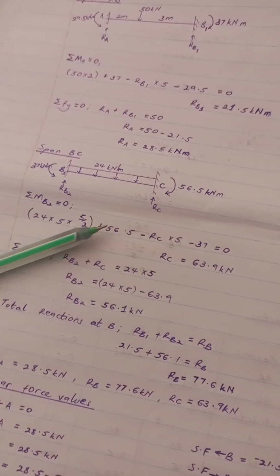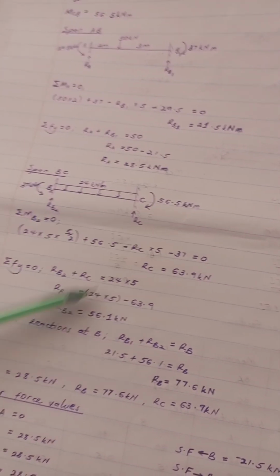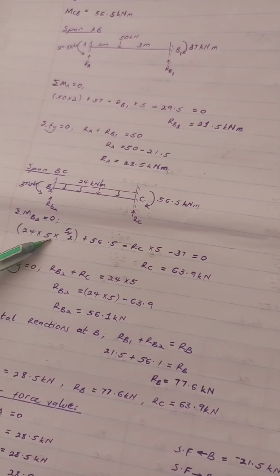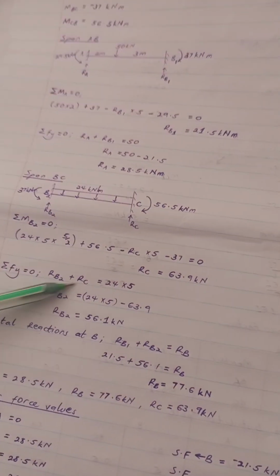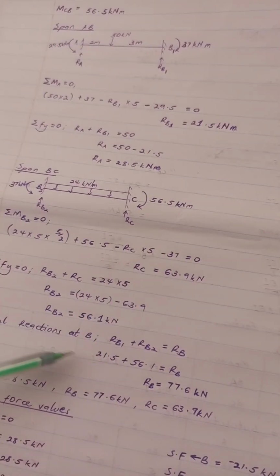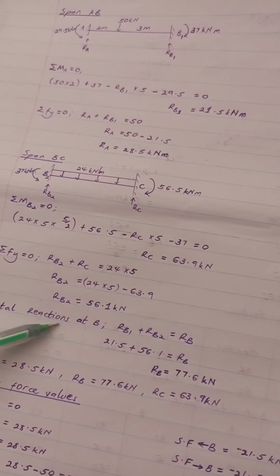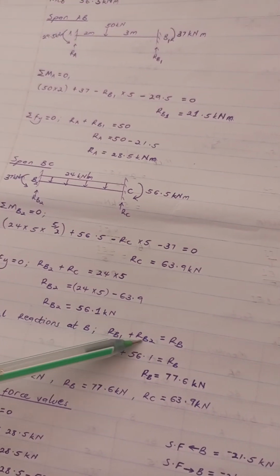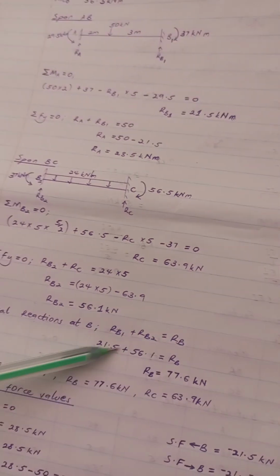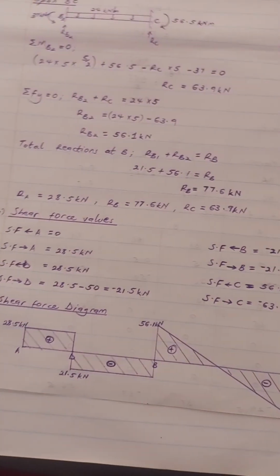So it's here. You also work the same for span B, but remember this is a UDL, so you have to multiply it by 5, which is the total distance here, times half of that 5. So you find the RC, and then you take the same to find RB1, and when you add the total reactions at B, RB1 plus RB2 equals RB. So you find this, then you represent them outside, then you continue to work on the shear force values.